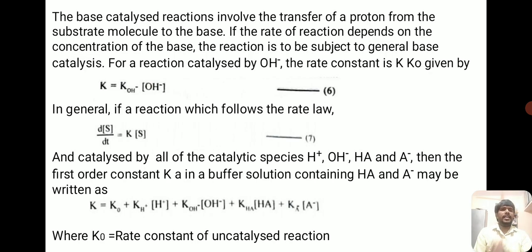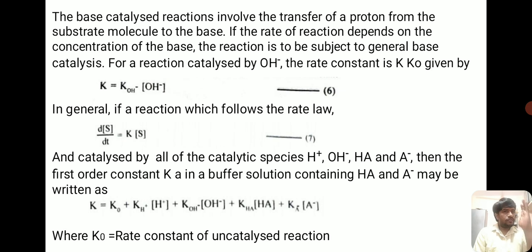The base catalyzed reactions. What happens in the base catalyzed reactions? In this reaction, it involves the transfer of a proton from the substrate molecule to the base.